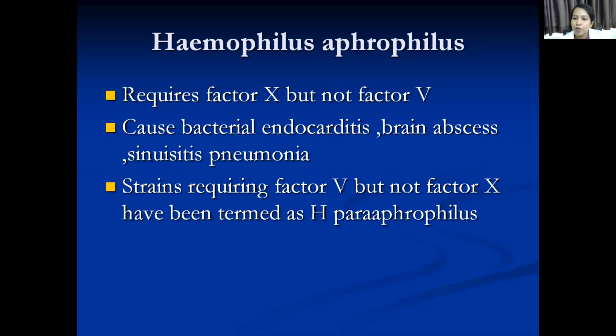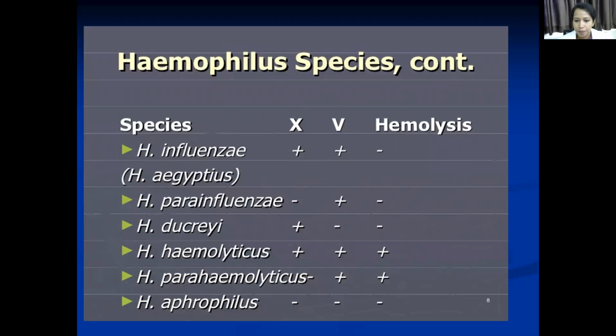Then Haemophilus aphrophilus. They require factor X but not factor V. They cause bacterial endocarditis, brain abscess, sinusitis, pneumonia. And those who require factor V but not factor X are termed as Haemophilus paraphrophilus. This is Haemophilus aphrophilus, this is Haemophilus paraphrophilus. All based on the requirement of factor X and V.